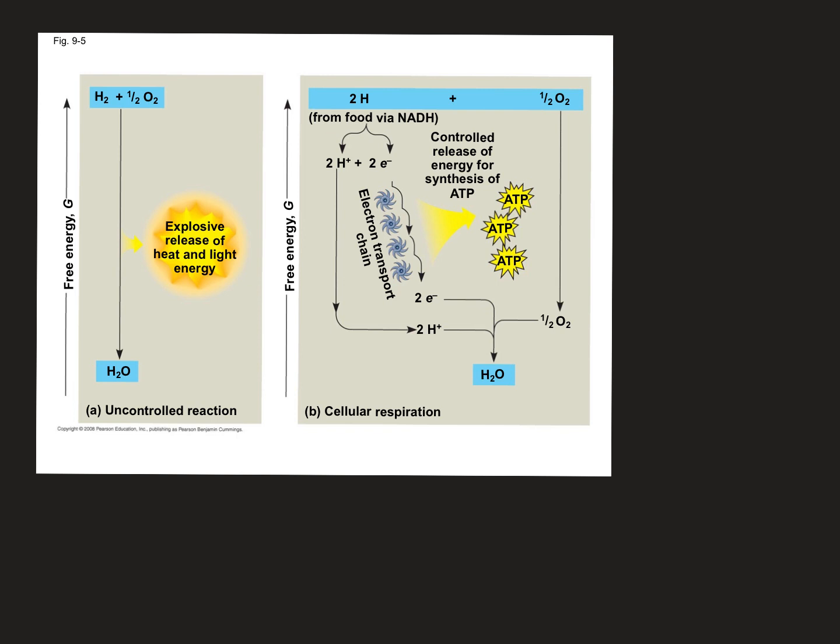Okay. So in cellular respiration, you use electrons to go down the chain. It gets passed from one acceptor to the next. That electron goes into oxygen to make water, along with the hydrogens from NADH. They form water.